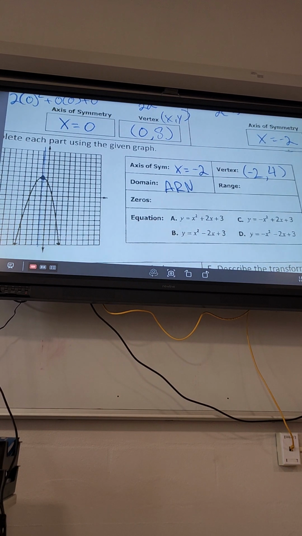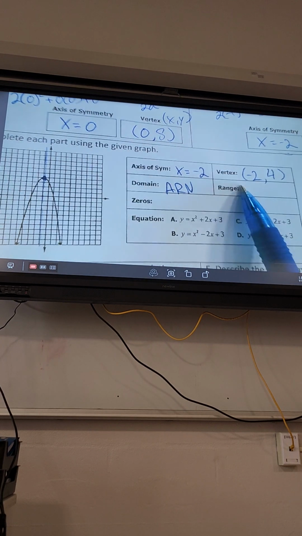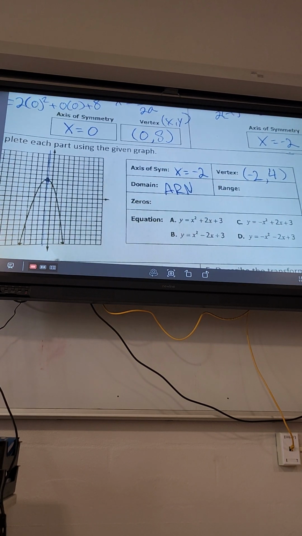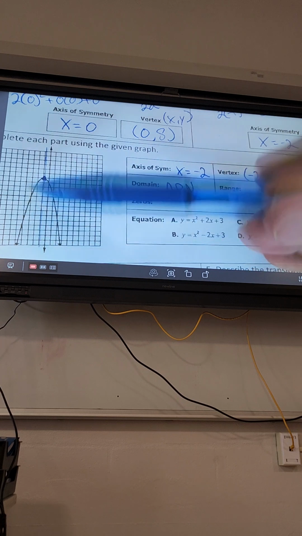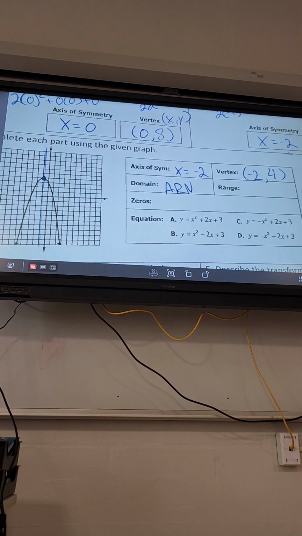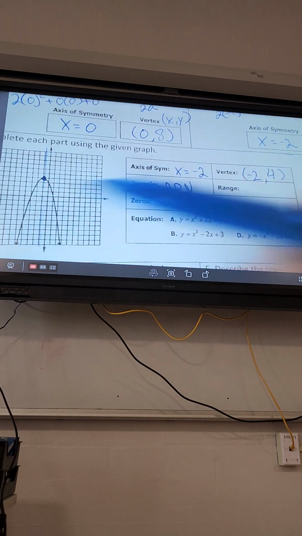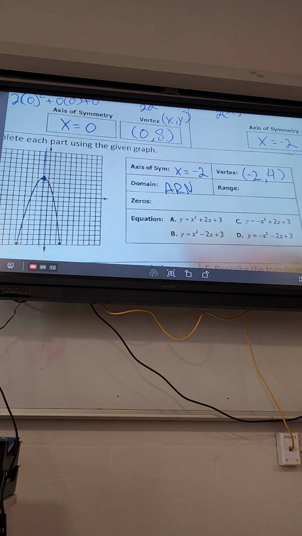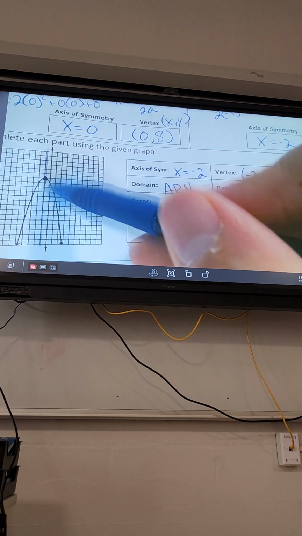Or downwards, right? And in this case, range. This one is pointing down, which means for range, since we're only interested in the y values, we want to look for the highest y value, which also happens to be the y value of our vertex. This is when you ask yourself for the range: does it exist above the vertex or below the vertex?